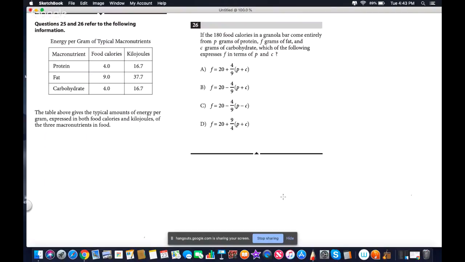It's a kind of challenging question, and this is a great example of how I try to use problem solving. Problem solving to me means breaking questions down into smaller pieces. What I usually do when I don't know what else to do on a question is, obviously, first read the actual question. And the question here is, which of the following expresses F in terms of P and C?